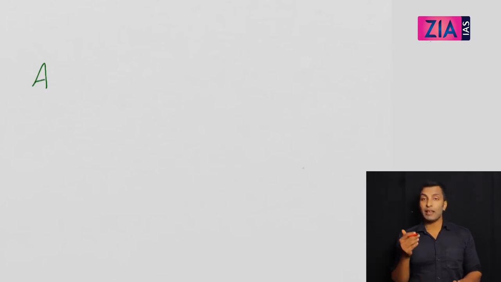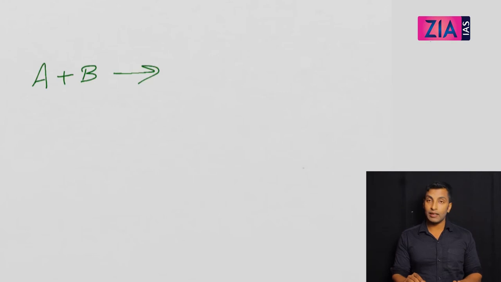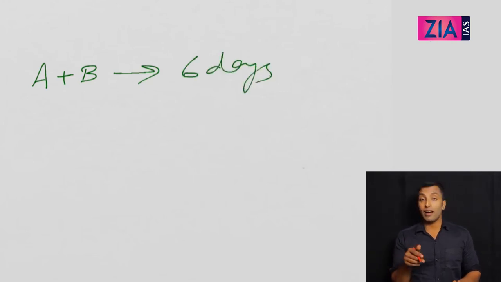Now the other way in which you can get this kind of question is, see, I'll give you a relation. A is twice as efficient as B. That means A will do 2 times the work of B. That's what I mean by A is twice as efficient. Now I tell you A plus B working together will complete in 6 days. Earlier this relation was given and finally I am asking you A plus B in how many days. Here I am giving you A plus B in 6 days.